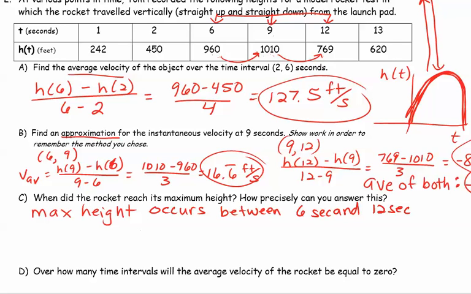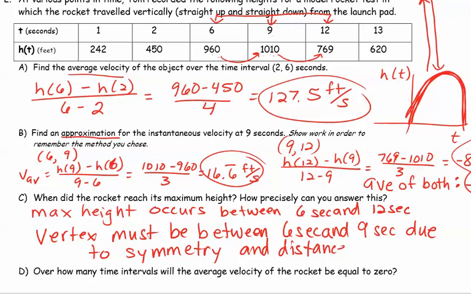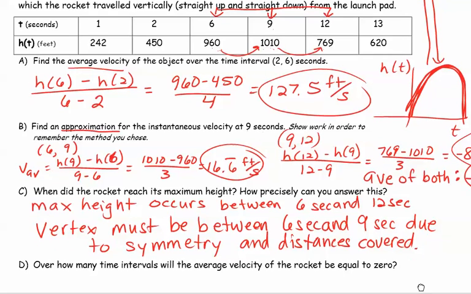I think that you can tell, though, that the vertex, if you think about the symmetry, the vertex must be between 6 seconds and 9 seconds due to the symmetry of the graph and the distances covered. So as gravity starts speeding it up on the way back down. Okay, but we don't know exactly where.